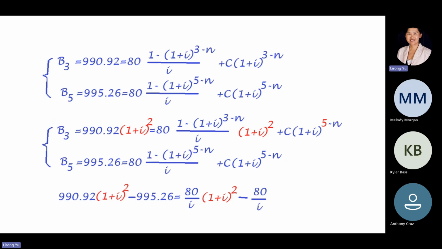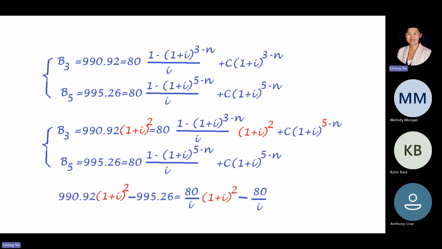We don't know the C, so it's better that we get rid of it. These 2 equations have 3 variables: I, N, and C. If we subtract the 2 equations, we get rid of the information about N and also C. After subtraction, what we have is here.